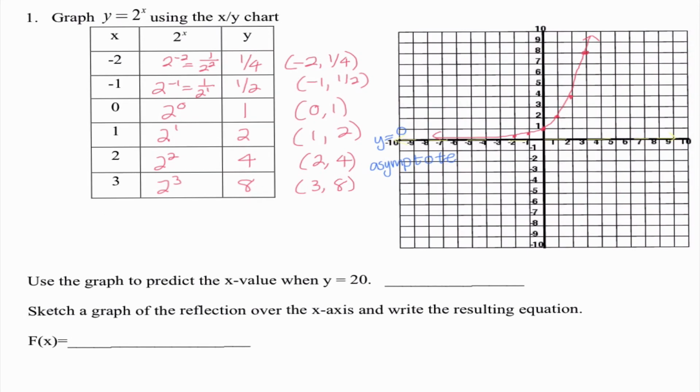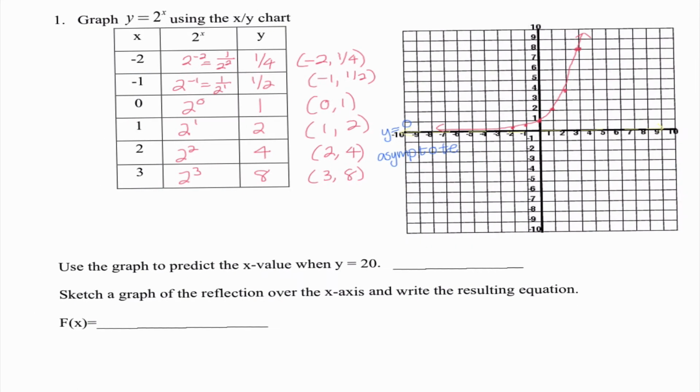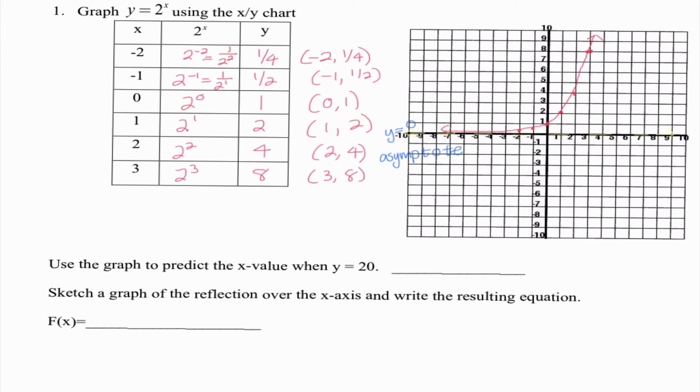So it says, use the graph to predict the value when y equals 20. Now what makes this tough is I don't see when y equals 20, but I'm thinking that x is going to be between 4 and 5. And I'm just using my knowledge that 2 to the 4th power is 16, 2 to the 5th power is 32. So it's going to be between those two values.